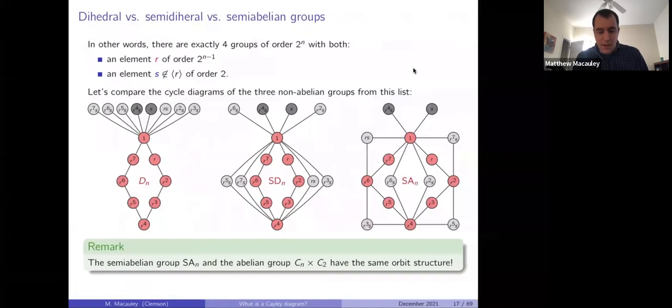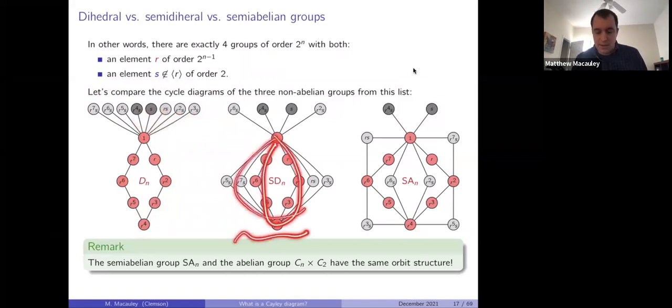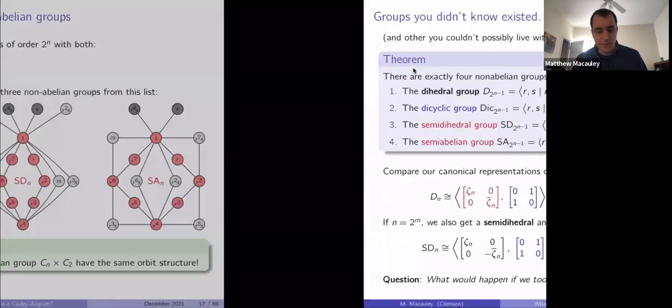Now, these groups that we saw, the dihedral, semidihedral, and semi-abelian, here are the cycle diagrams. So a dihedral group has an element of order 8, and then there are 8 elements of order 2. So there's 8 size 2 subgroups. And for the semidihedral, you get an element of order 8, but you also get these cycles of order 4 and these 4 things of order 2. And the semi-abelian group remarkably has the same orbit structure as that abelian group. That's why I like the name semi-abelian. They have the same subgroup lattice structure, and they have a lot of other similarities as well. So this is the tip of the iceberg. I'm happy to tell you a lot more about this if you want.